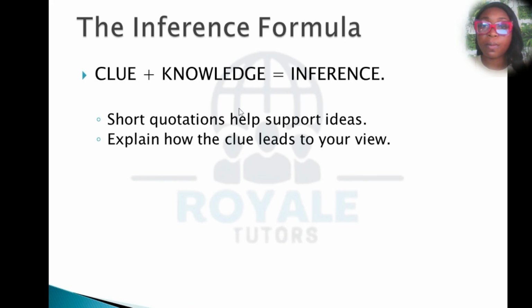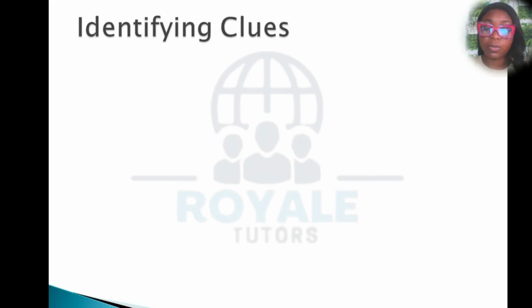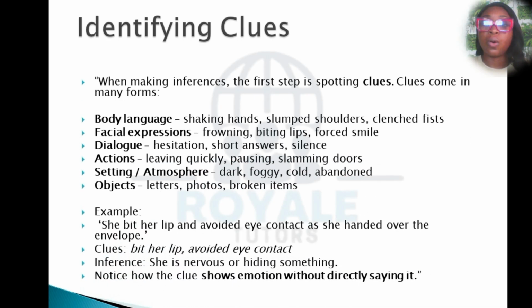All right, so we move on from there. Also, identifying clues. Now I've been mentioning clues. Now we need to learn how to identify clues in a text. When making inferences, the first step is spotting clues. We've said that the first thing you need to do to be able to make inference is to spot clues.